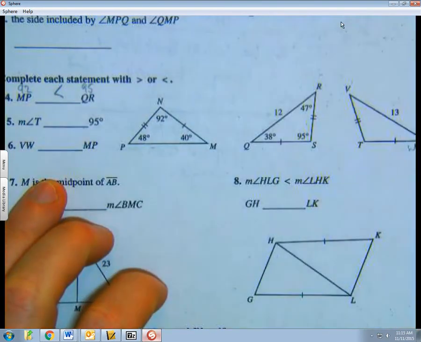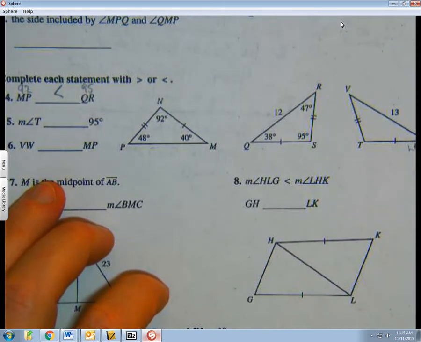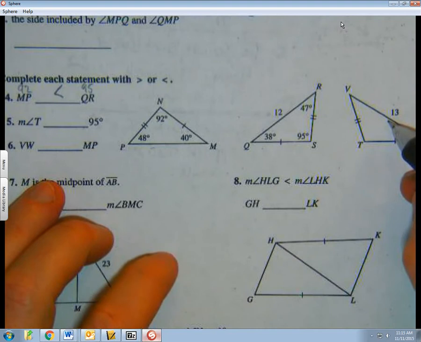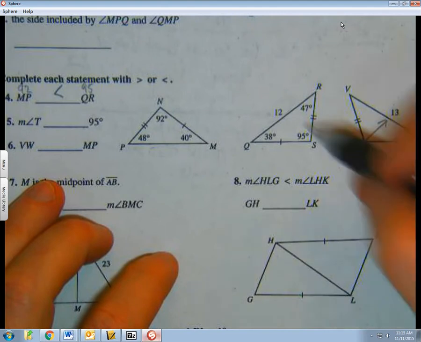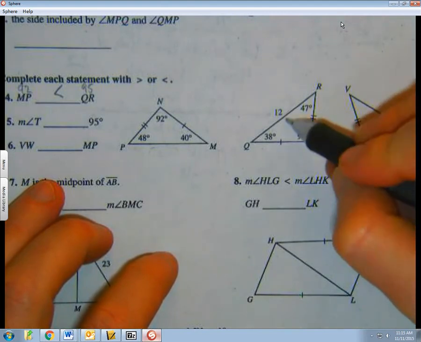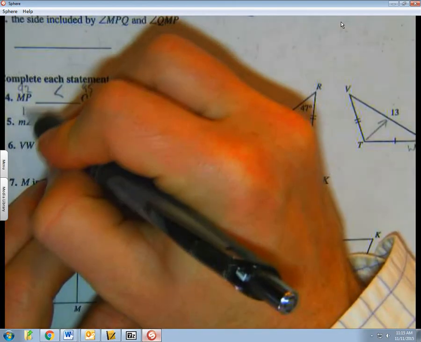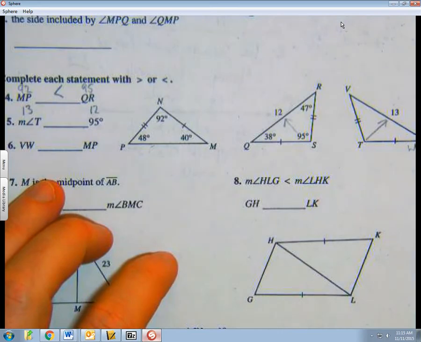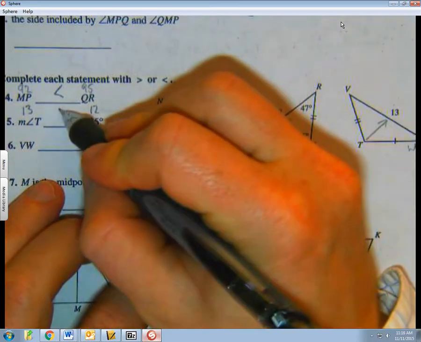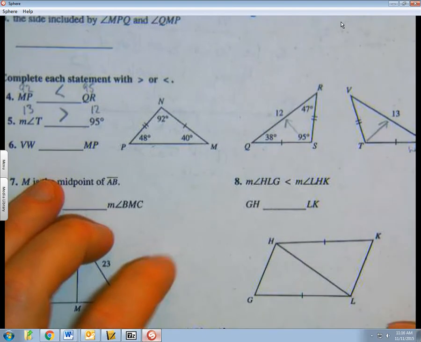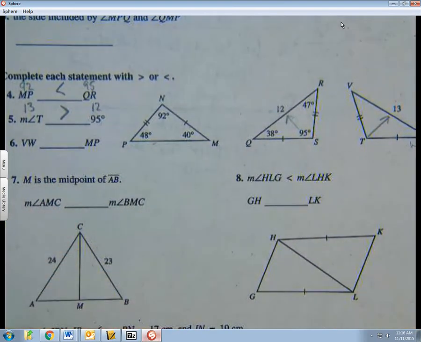Measure of angle T is 95 degrees. Well, here's T. T is across from 13. Here's 95. 95 is across from 12. Okay, so I'll put 12 here. I've got 13 with T. So, which one's bigger? That's it. I'll let you try the last one of that set.